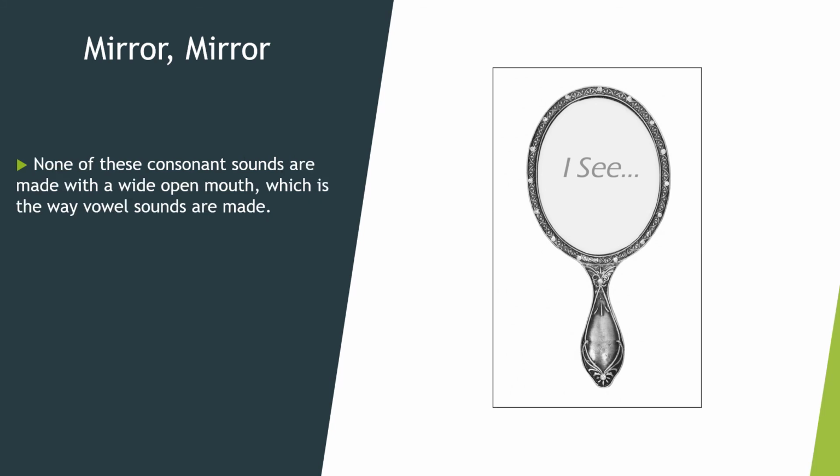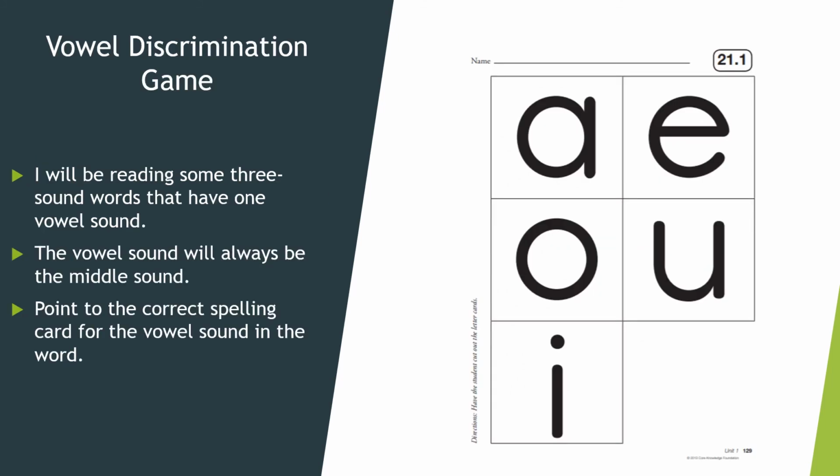Now, none of these consonant sounds are made with a wide open mouth, which is the way that vowel sounds are made. Remember, consonant sounds are made with a closed mouth. Now I will be reading some three-sound words that have one vowel sound. The vowel sound will always be the middle sound. Point to the correct spelling card for the vowel sound in the word. Listen carefully. Hop. Which vowel sound? O. You should have pointed to the O because hop says ah in the middle.